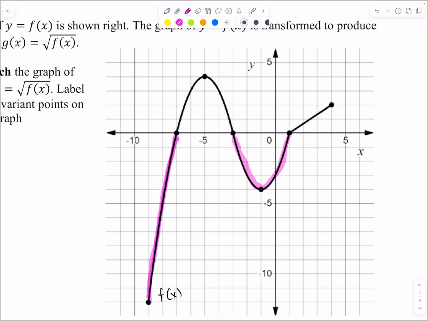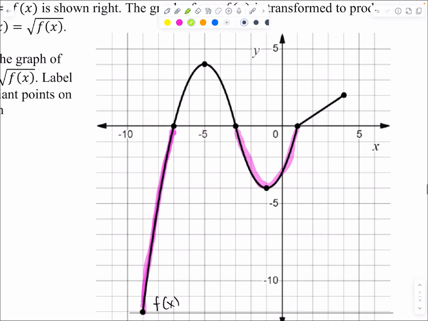So on g of x, those particular windows or intervals will not be in our domain. So really all we have to look at when it comes to sketching this g of x function is what's happening here and here. Okay, so I'm just going to eliminate those highlights. So what is the next step? We've identified where f of x sits below the x-axis.